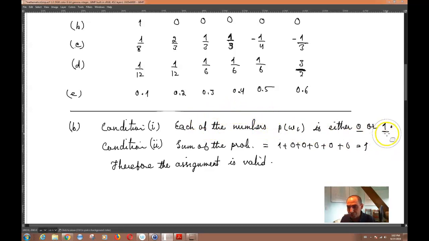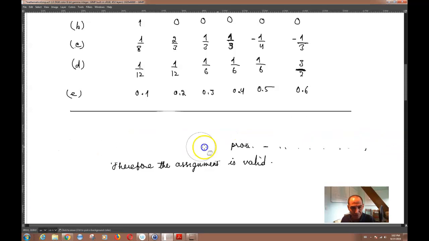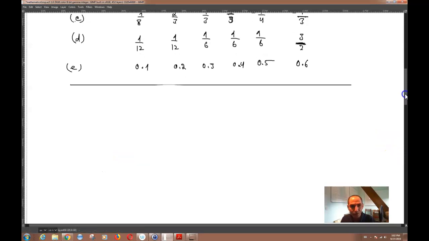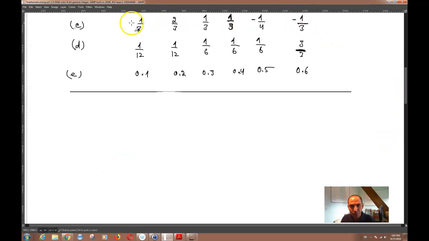Now for part C here, we have all of these probabilities for the different outcomes of the experiment, and it says that condition 1 is violated: 2 of the probabilities, p of omega 5 and p of omega 6, are negative numbers. Therefore the assignment is not valid, right? And so this is not valid.